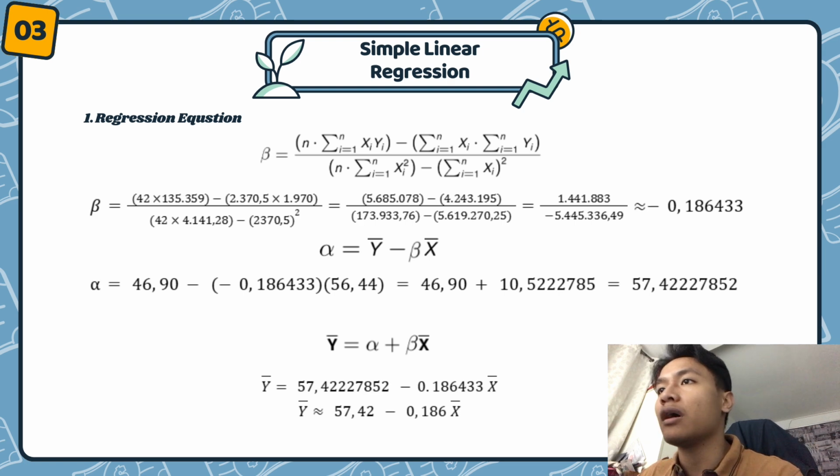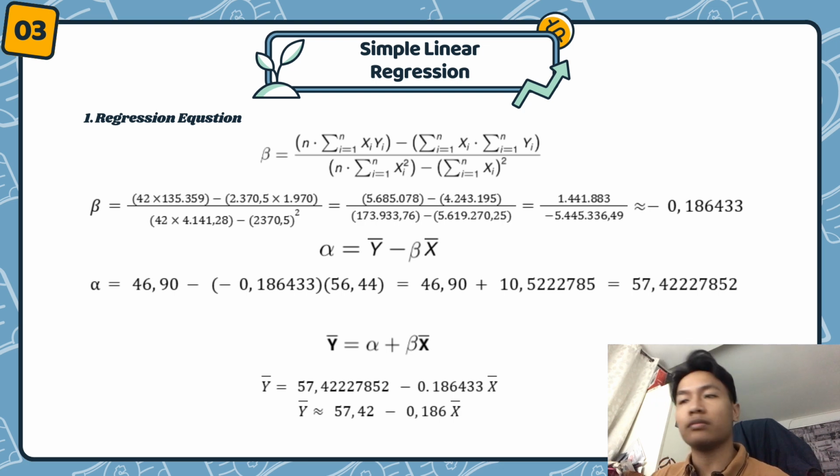And then we go into the second formula, which searches for alpha, the intercept. We use alpha equals y-bar minus beta x-bar. So basically this y is the dependent variable, and the x is the independent variable. Also, beta is the slope calculated earlier.